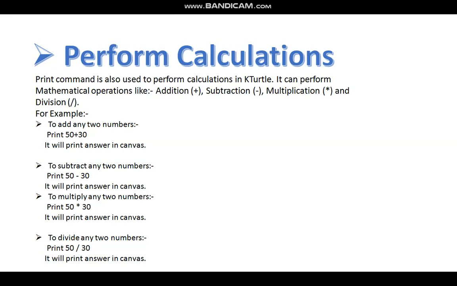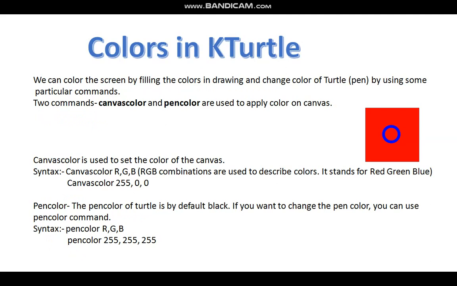Now the next is colors. We can color the screen by filling colors in the drawing and change the color of the turtle pen. There are two commands. By default the canvas color is white, but if we want to change the canvas color, we will use the canvas color command, and if we want to change the pen color of the turtle, then we use the pen color command.